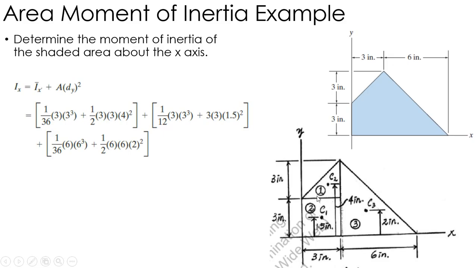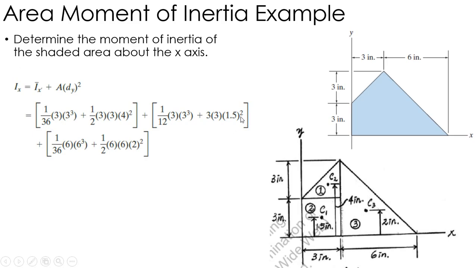For this square, which I have right here, it is 1/12 base times height cubed. So 1/12, base is 3, height is 3 cubed, plus the area of that, which is just 3 times 3, times the distance away between the centroid and the axis of interest, which is just 1.5.